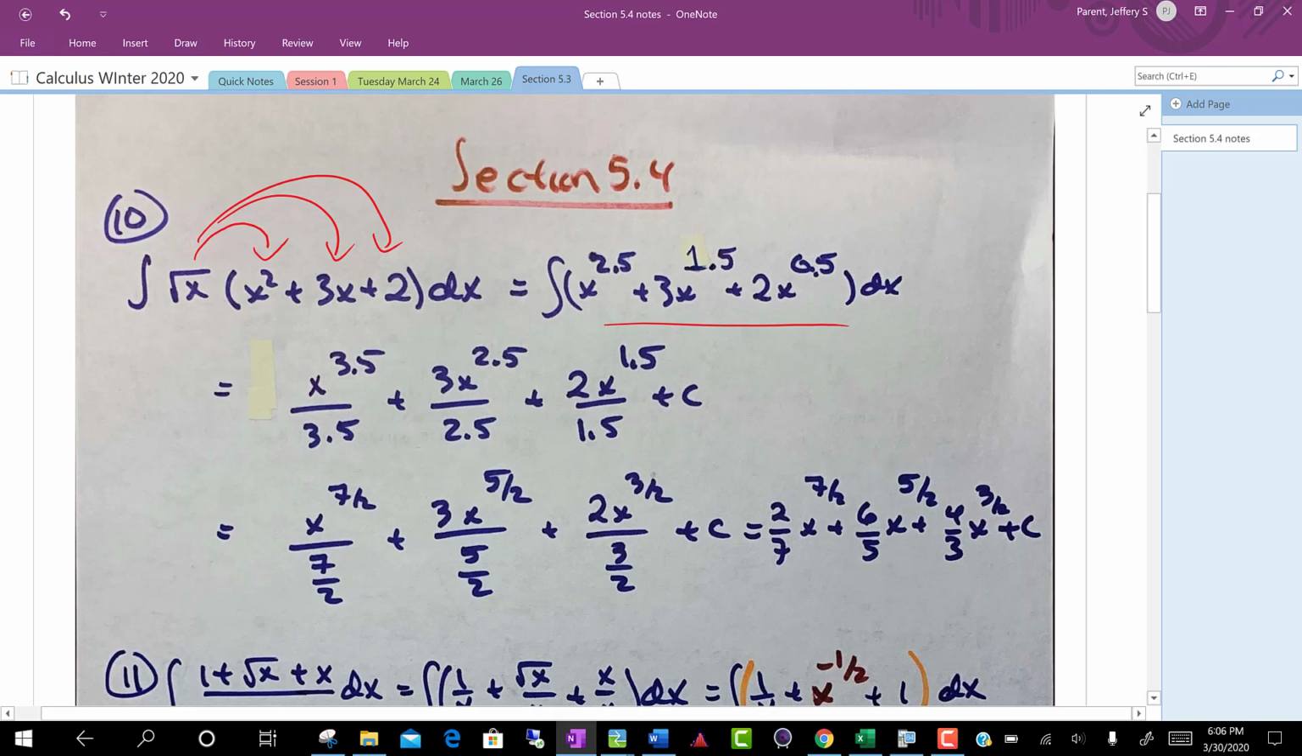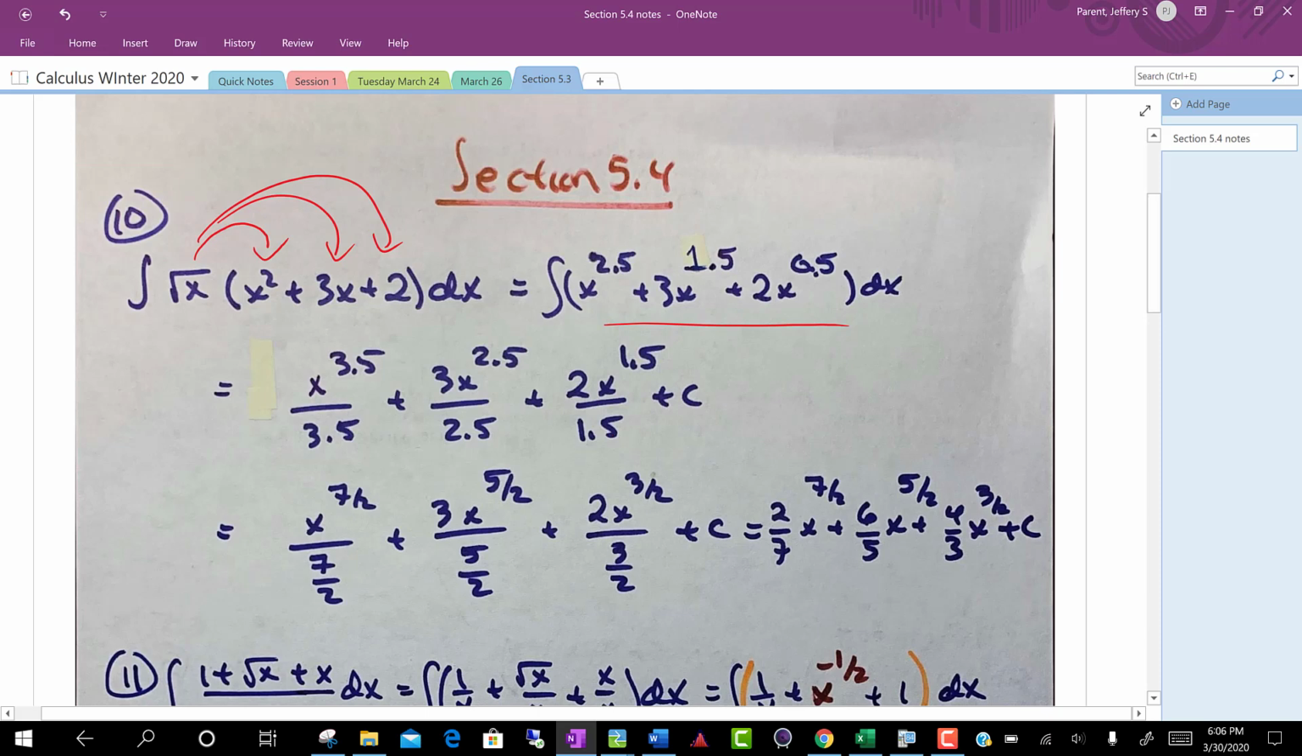Now, I left them here as decimals, but that's only going to go so far because I don't think decimals are going to fly when it comes to putting your answer into WebAssign. In any case, I get x to the 3.5 divided by 3.5 and so on down the line. Try not to do too much at this one step. Just add 1 to the exponent and divide by that same exponent.